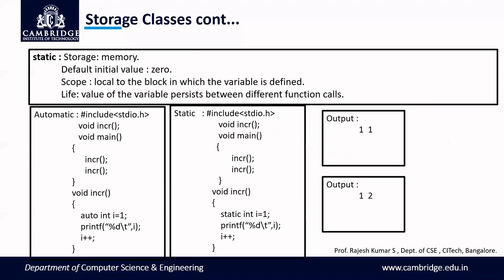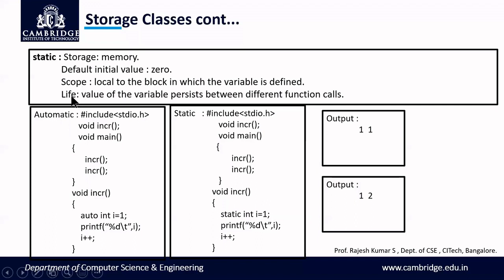Coming to the next variable, the static variable, very important. Again, the storage is main memory. The value gets stored in the main memory. The default initial value is 0, whereas the previous two had a junk value. Here, by default, it will initialize the value to 0. The scope remains the same as that of the previous one.